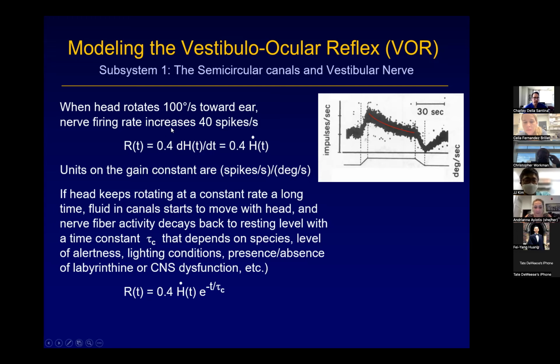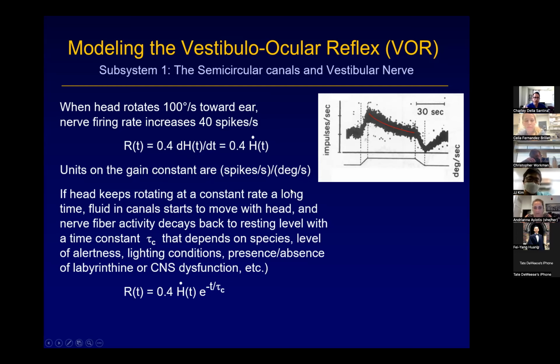And you might say, well, all right, when I rotated the head 100 degrees per second toward this ear, I got an increase in firing rate of about 40 spikes per second. So mathematically, that's just saying the change in firing rate is about 0.4 times the change in the head velocity, where the constant here has spikes per second per degree per second.